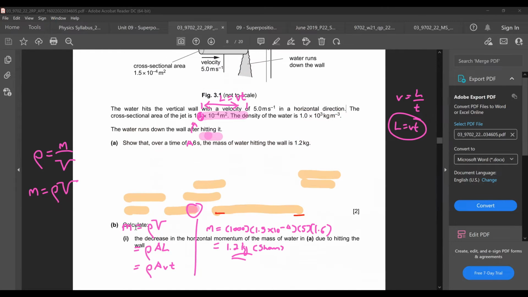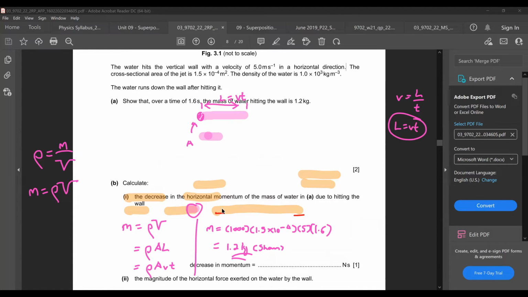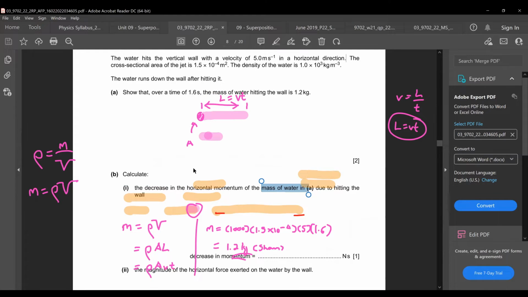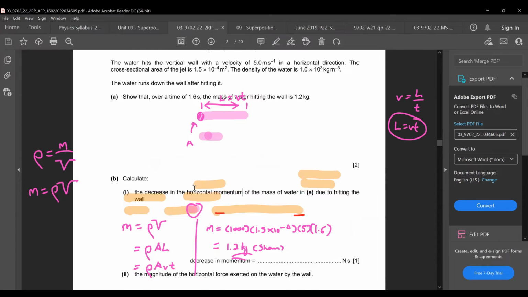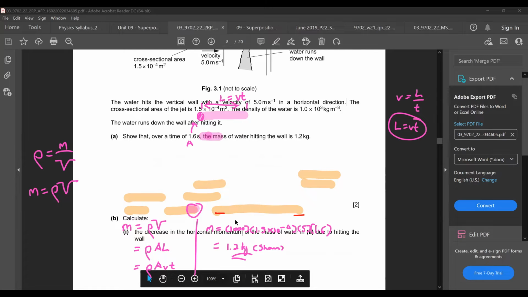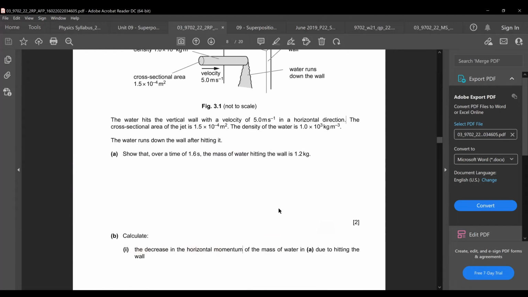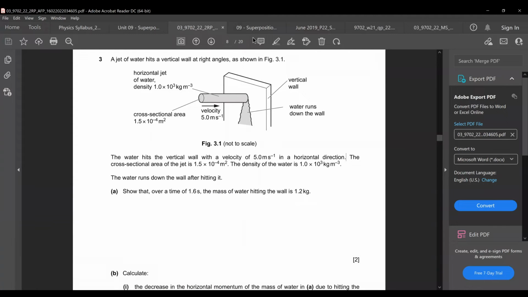Okay. Then from B, calculate the decrease in horizontal momentum of the mass of water due to hitting the wall. What is the decrease in momentum of the mass of water in A due to hitting the wall? Okay, what is the decrease in horizontal momentum? They are asking you about the horizontal momentum. So let me just clear off something here.